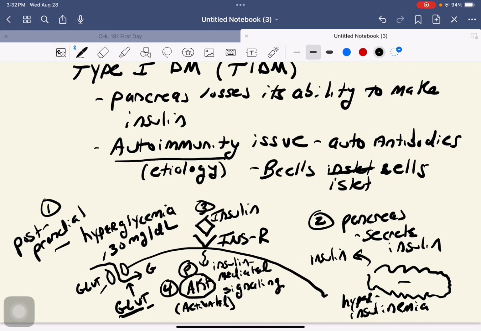So I'm going to call glucose a G, right? So glucose is now inside of the cell. What number am I up to? So 4, this will be step 5. Step 6 is glucose entering the cell. So now glucose is able to move out of the blood into the muscle and be stored. That's the general overview of how insulin-mediated glucose uptake works in most cells of the body.